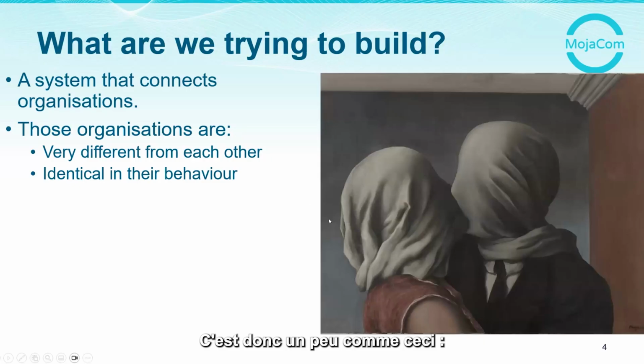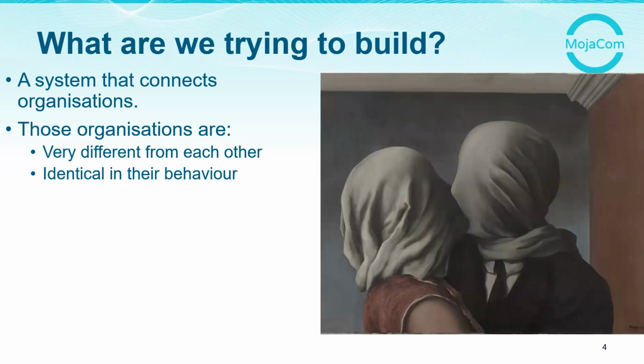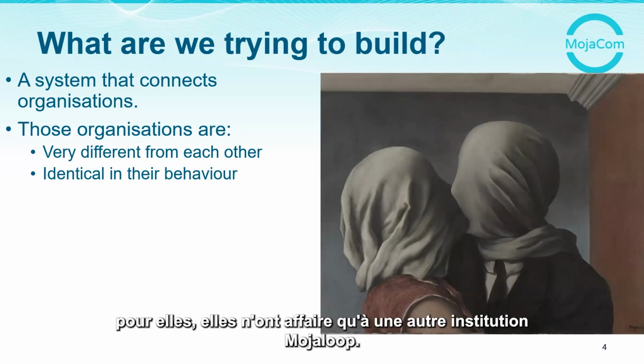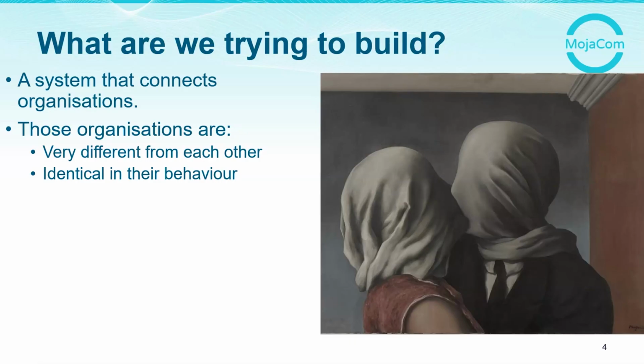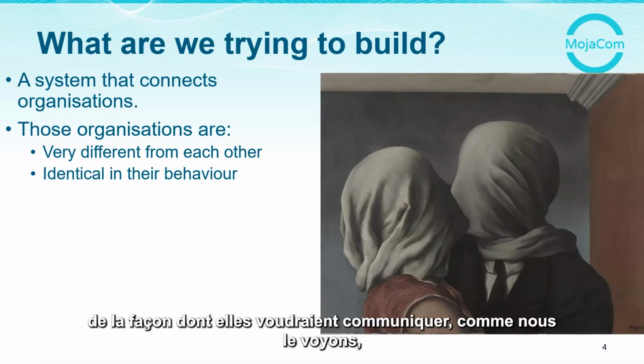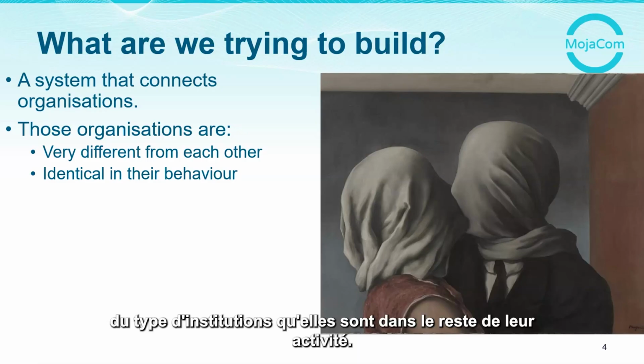So it's rather like this. What we're trying to do is to mask the true nature of these institutions from each other, so that as far as they're concerned, they are just dealing with another MojaLoop institution. They don't need to know whether it's an institution that's like theirs or very different from theirs. The point is to allow these things to communicate in the way they would like to communicate, without necessarily worrying very much about what kind of institutions they are in the rest of their lives.